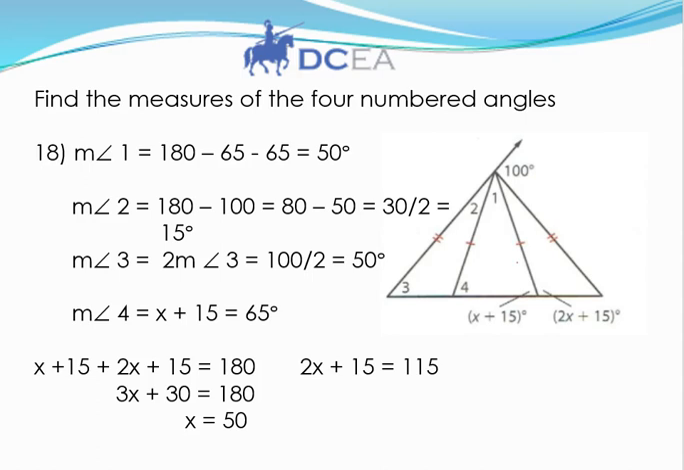We have two angles here that have variables, so let's go ahead and solve those variables first. One of the things we note about these angles is that they're supplementary, so they equal 180 degrees, and we can add these two angles together to equal 180 degrees. So x plus 15 plus 2x plus 15 equals 180. Combining like terms, 3x plus 30 equals 180, and x equals 50.